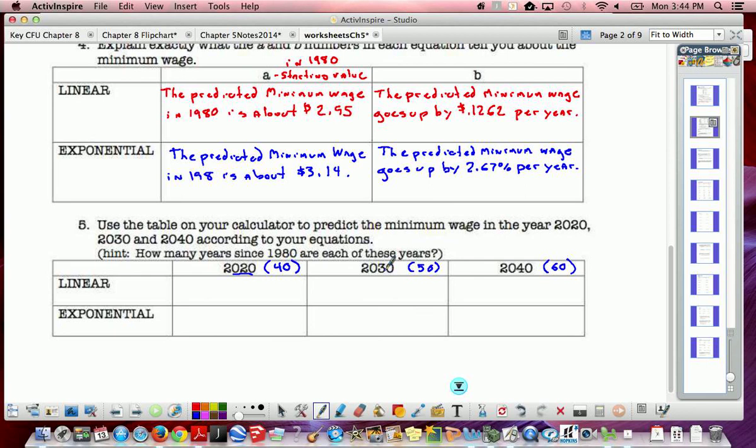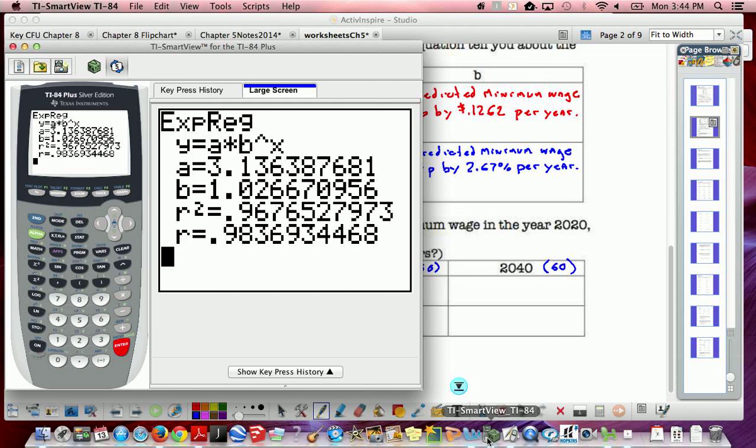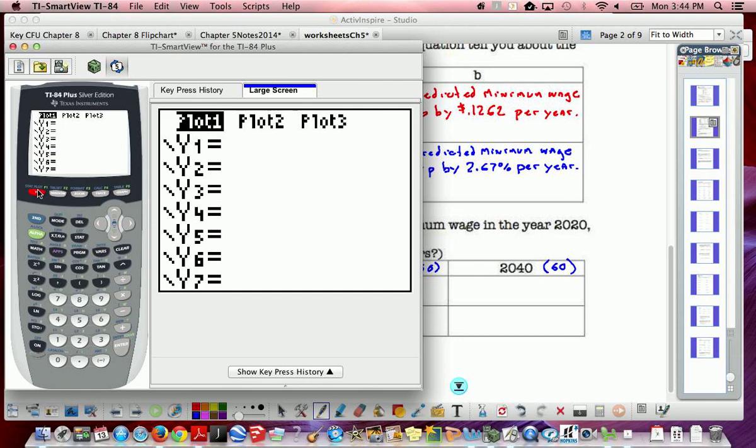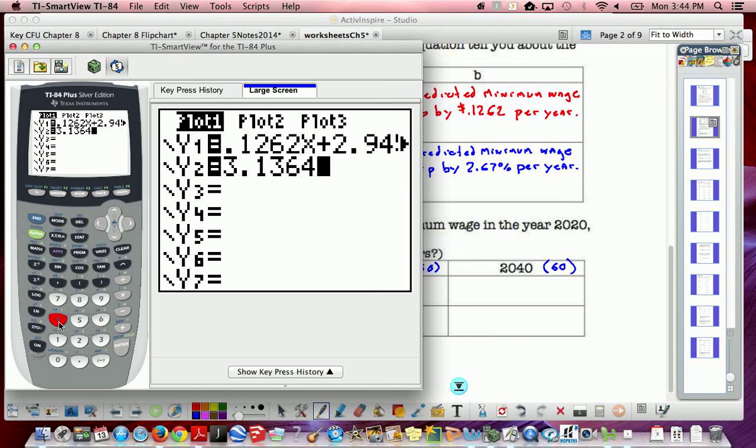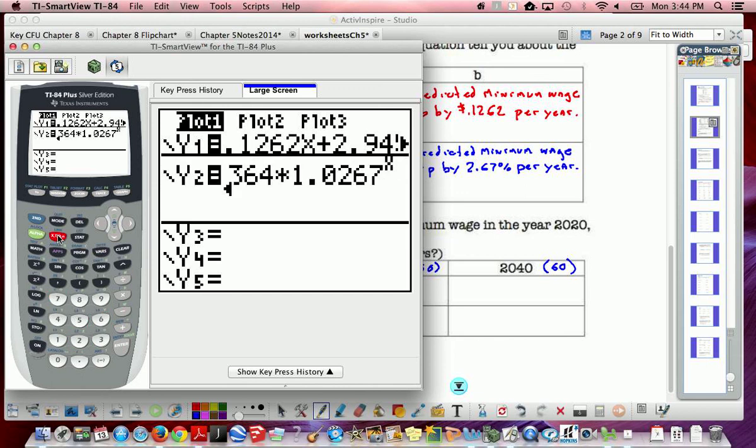To get these answers right away on my calculator, instead of entering them in all one at a time, it does say to use your table. So if I go to my y equals, I'm going to type in these specific equations. In the first one, 0.1262 x plus 2.9457. Go ahead and scroll down to the next one: 3.1364 times 1.0267 to the x power. So I have them both in there.